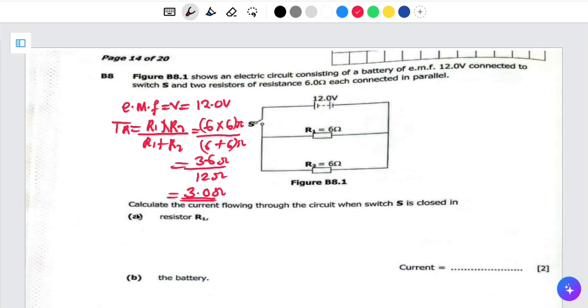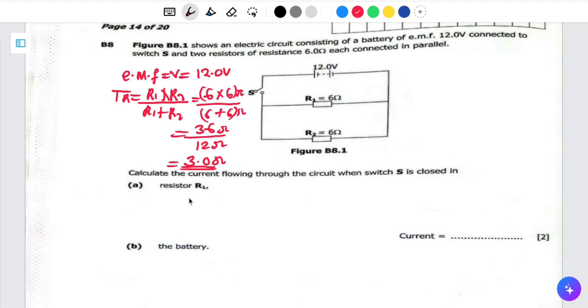Now the question says calculate the current flowing through resistor R1 when switch S is closed. We know that current is equal to voltage divided by resistance. In this case, they have specified that we need to calculate for R1, which is this one. The voltage is going to be the same. For resistors connected in parallel, the voltage is equal across each of them. So this resistor is receiving 12 volts, as well as this one.